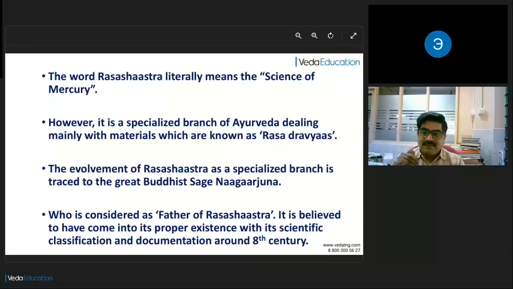Even though this branch can be found in so many mentions and descriptions in the oldest textbooks like Charaka Samhita or Susruta Samhita, this branch became so popular from the 8th century onwards.